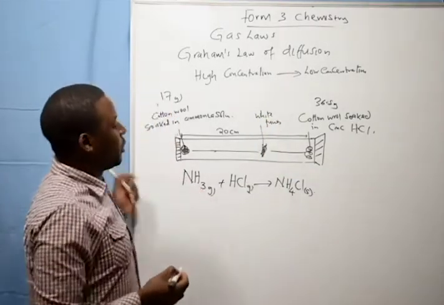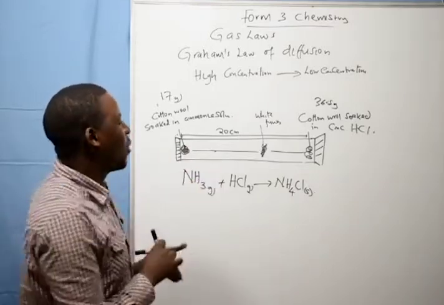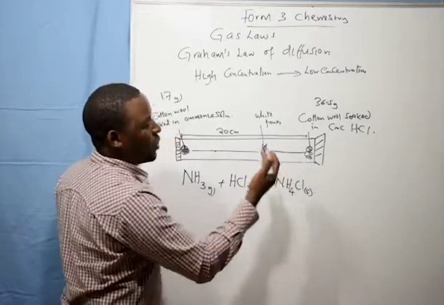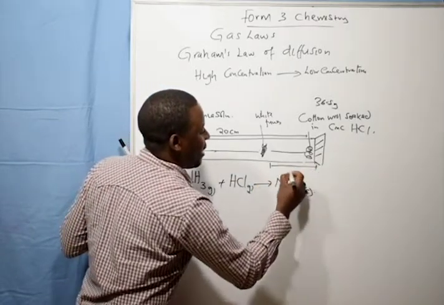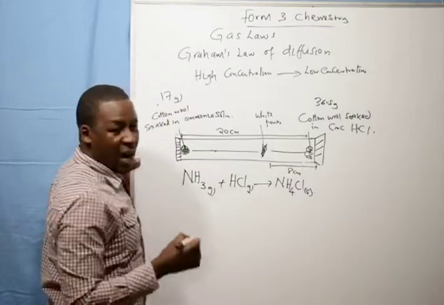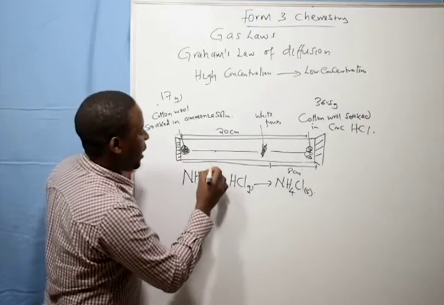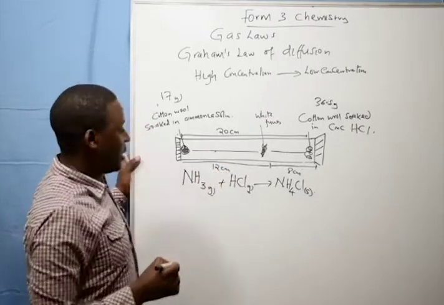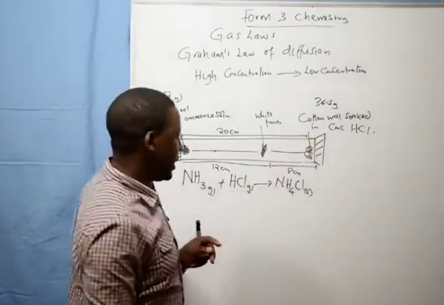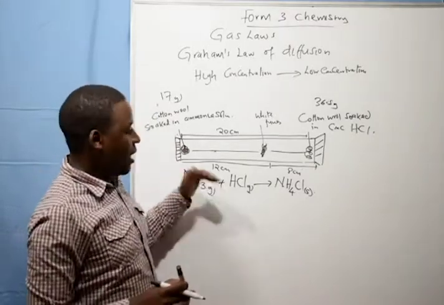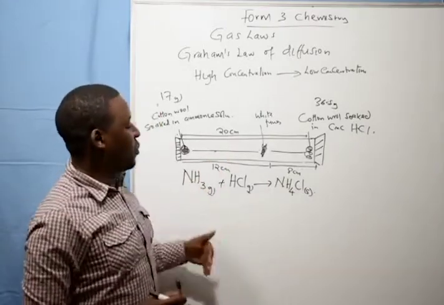When this experiment was performed, the gases were found to have met closer to the side of hydrogen chloride gas. Actually, it was 8 centimeters from the end of hydrogen chloride gas. Ammonia was seen to have diffused a distance of 12 centimeters. The length of the whole glass tube was 20 centimeters. So ammonia diffused 12 centimeters, hydrogen chloride gas diffused 8 centimeters. Clearly, you can see ammonia gas diffused a longer distance.